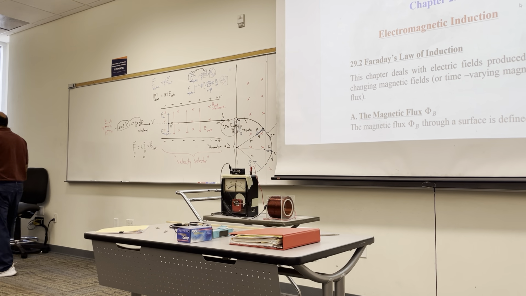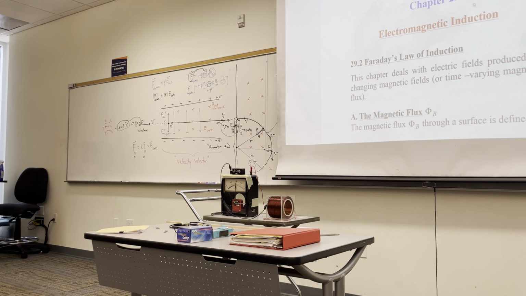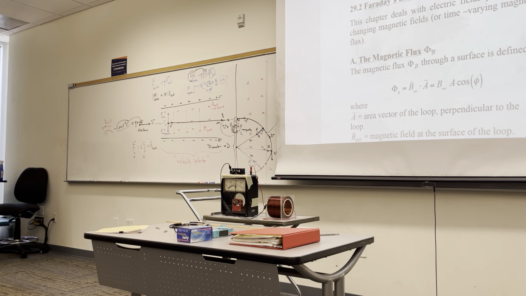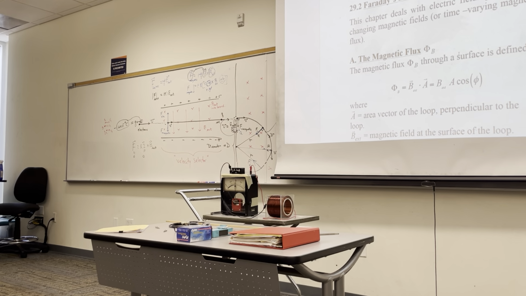So the symbol that we use to denote the amount of magnetic field that goes through the loop is this letter, capital Phi, I guess, right? It's magnetic flux. It's the name of it.